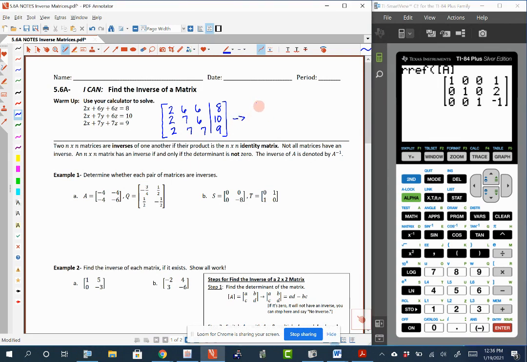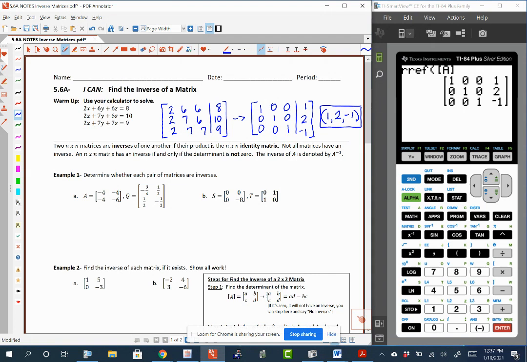So using our calculator, we got the identity matrix, which we know gives us our solution. And in this case, it gave us the x value of 1, the y value of 2, and the z value of -1. So we'll just write those in as an ordered triple to finish off this problem. So it's really nice when the calculator can help us do these types of problems. All right, let's look below the warm-up and start looking at today's stuff.